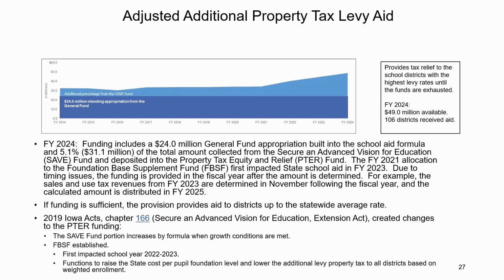For example, the sales and use tax revenue from fiscal year 2023 are determined in November following the fiscal year, and the calculated amount is distributed in fiscal year 2025. The distribution is 2 years after the collection. The SAVE Fund portion increases by formula when growth conditions are met. The percent allocation is projected to be the same in fiscal year 2025 and fiscal year 2026 at 6.1%.